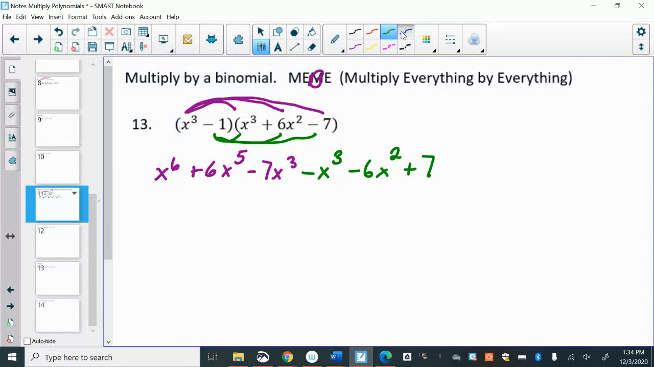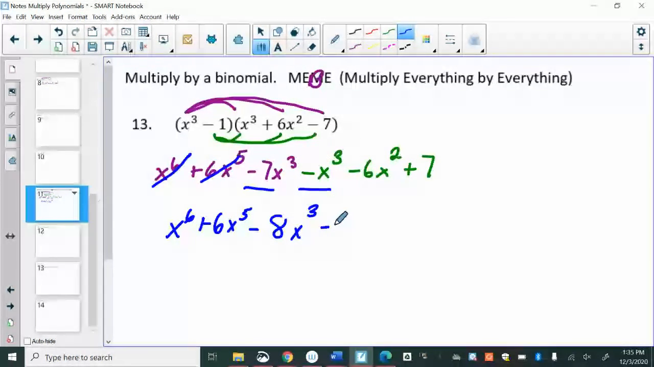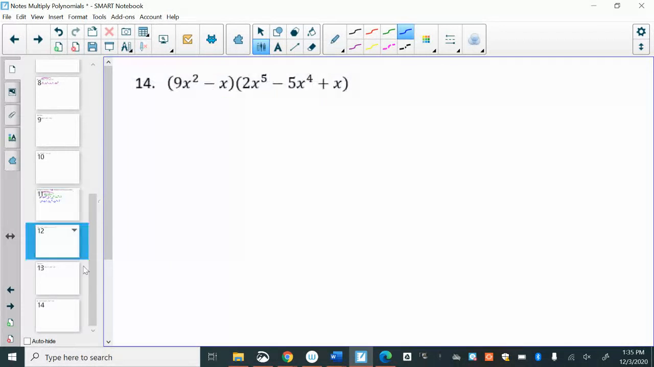At this point, we want to go ahead and combine like terms in descending order. X to the 6th plus 6x to the 5th. I have no fourth term. We have two x cubed terms. We're going to combine like terms there. It's going to get us negative 8x cubed. And when you're combining, you don't do anything with the exponents. Just combine them up. Minus 6x squared plus 7. And you're done. Let's do one more.